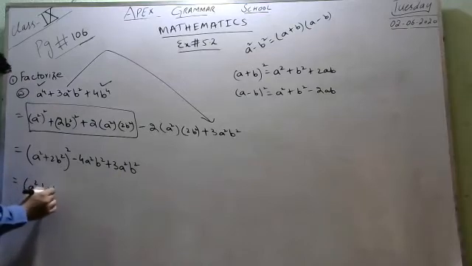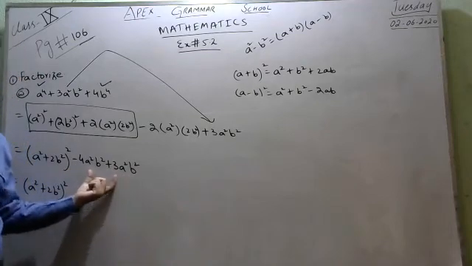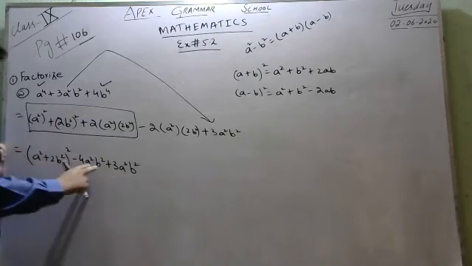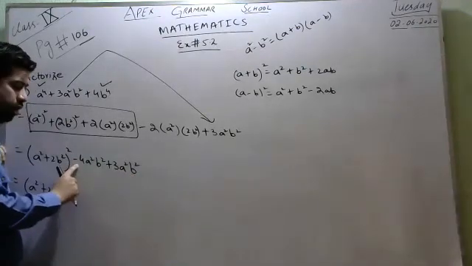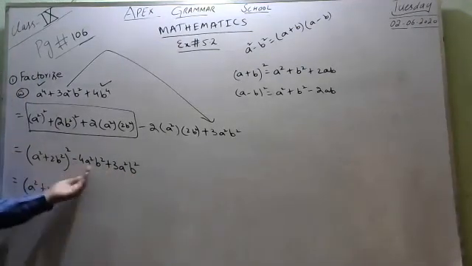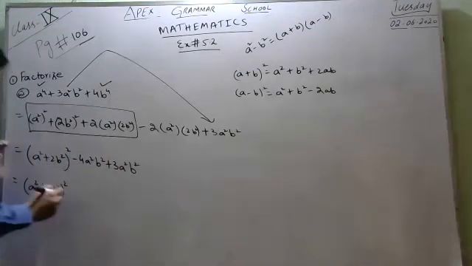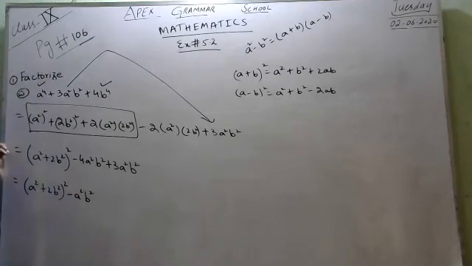Now (a² + 2b²)² − 4a²b² + 3a²b². You can solve it because it contains the same variable a²b². Minus 4a²b² plus 3a²b², you can add and subtract it. Minus 4 plus 3 is minus 1, or you can write it as minus a²b², just like this.